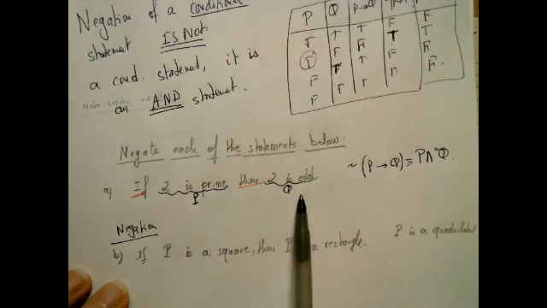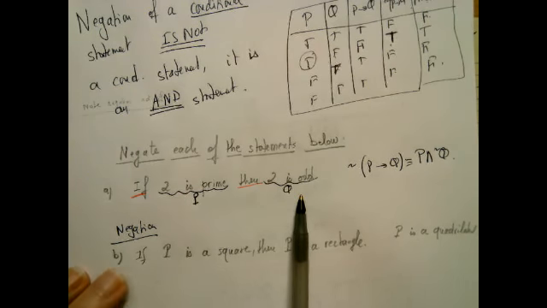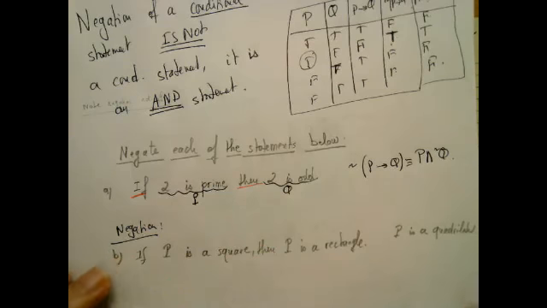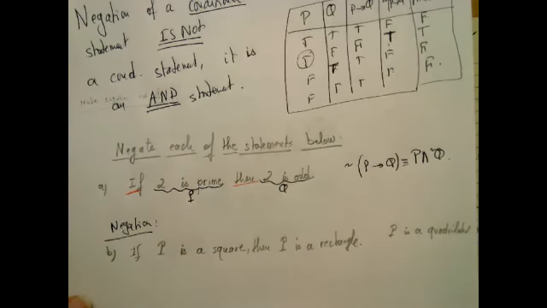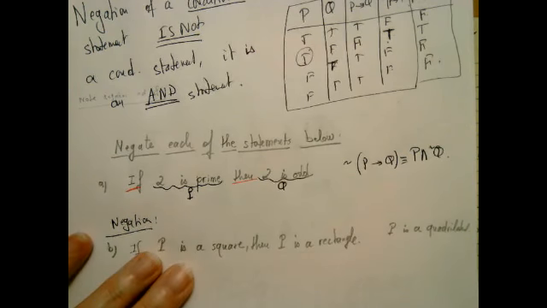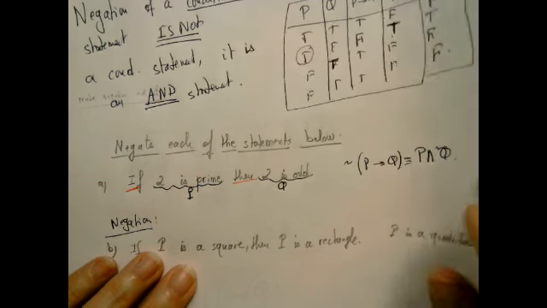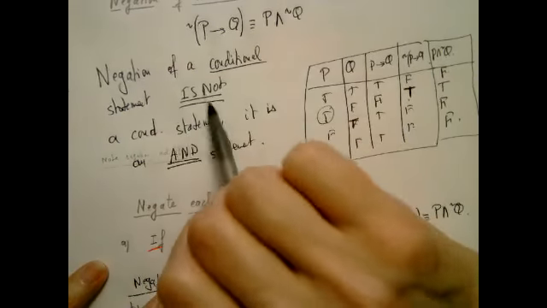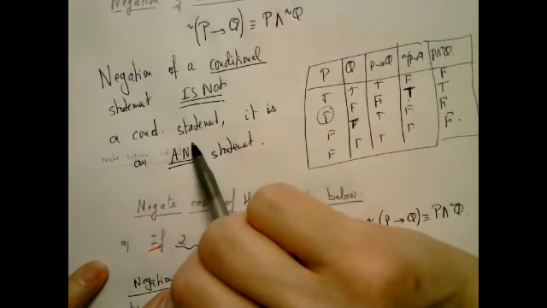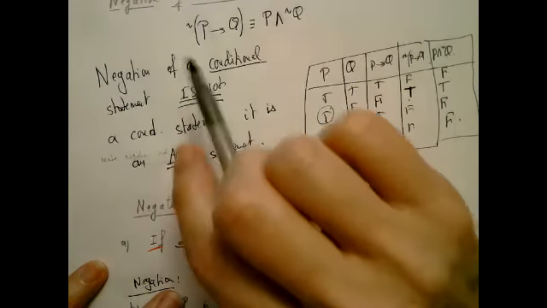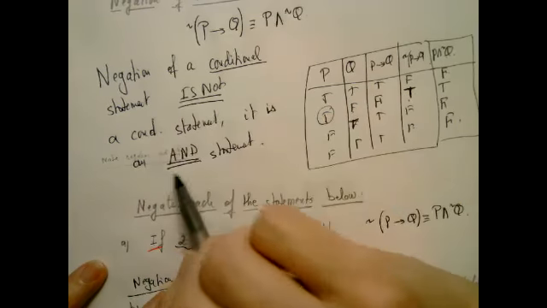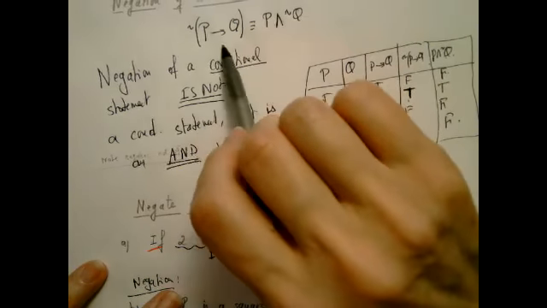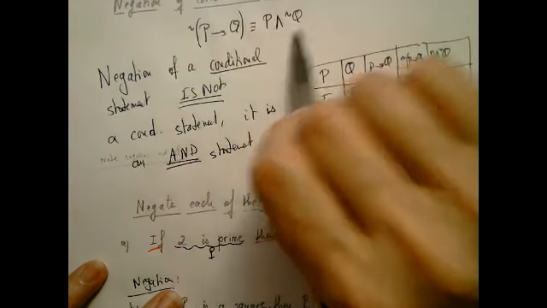So if 2 is prime, then 2 is odd. What's the negation? Quickly, who would like to say it? No, absolutely not. I see on chat it is not correct. Immediately not correct, because watch carefully what I said. The negation of a conditional statement is not a conditional statement. It means it's not if, then. The negation is an AND statement. So the negation of that is P, whatever P is, and non-Q.